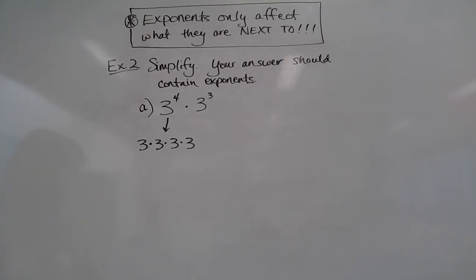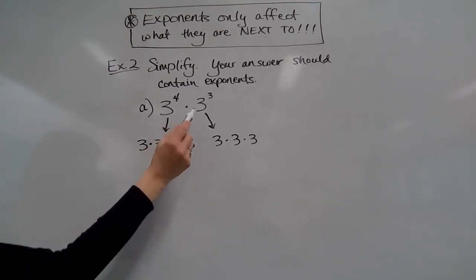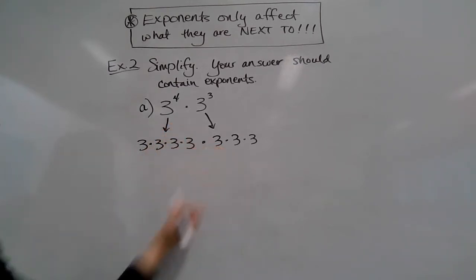Remember, exponents represent repeated multiplication. So our 3 is being multiplied by itself 4 times in the first part of the expression. In the second part of the expression, the 3 is being multiplied by itself 3 times. These two parts are being multiplied together. So we're going to bring this multiplication sign down.